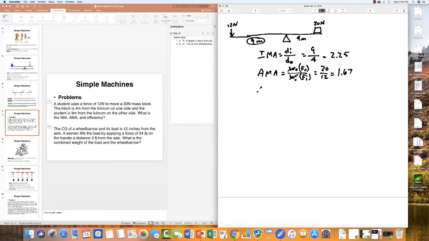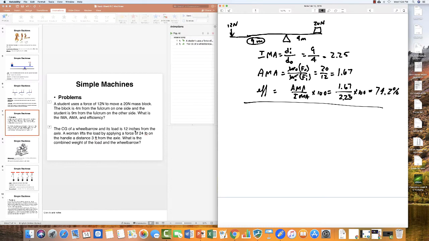And then efficiency is equal to the AMA divided by the IMA times 100. So it's going to be 1.67 divided by 2.25 times 100. And so that is going to equal 74.2%. 74.2% efficiency. The second problem says the center of gravity, that's what CG stands for, of a wheelbarrow and its load is 12 inches from the axle.